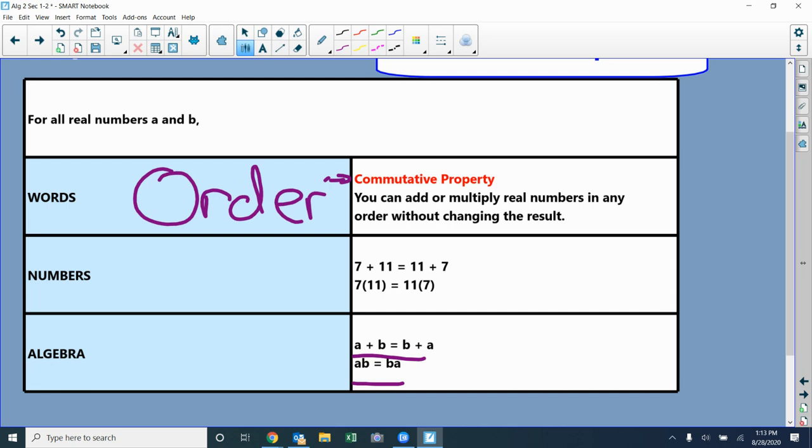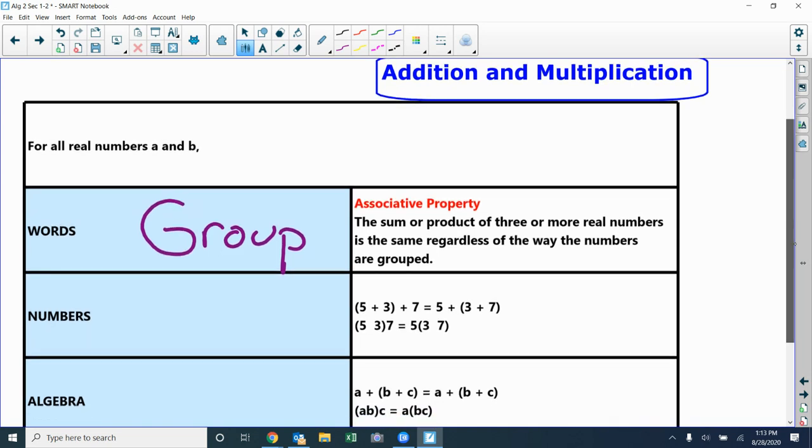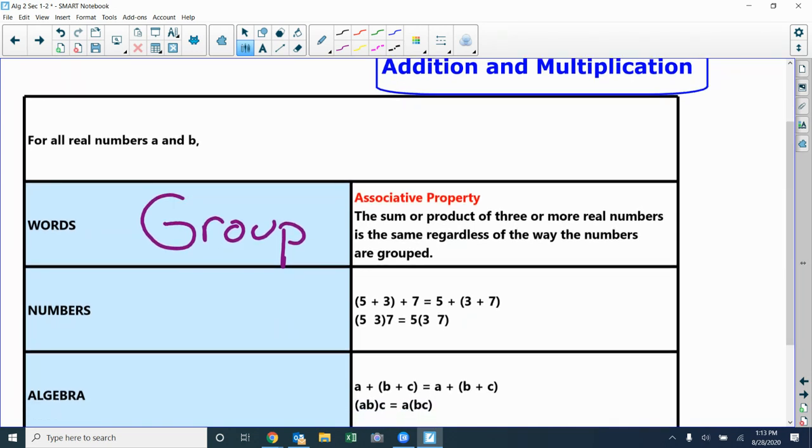What's my next property? Anybody remember from back in Algebra 1? Associative is correct. What's associative? Anybody know, remember? Associative is grouping. Or how you put brackets around something. Associative is grouping.